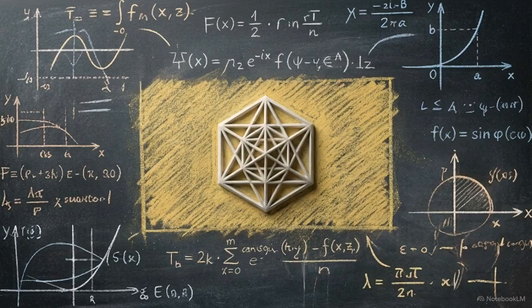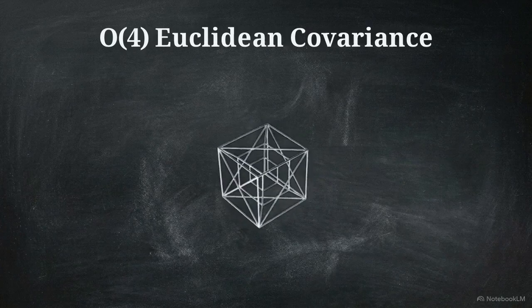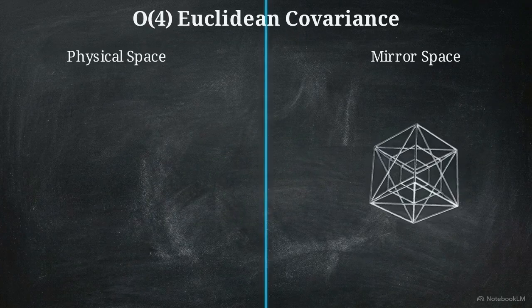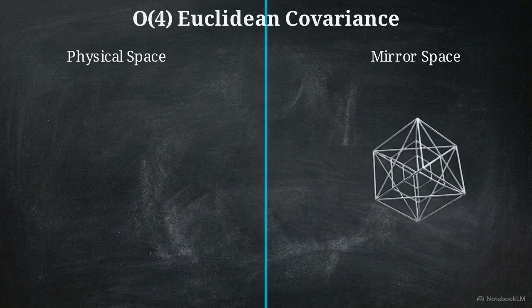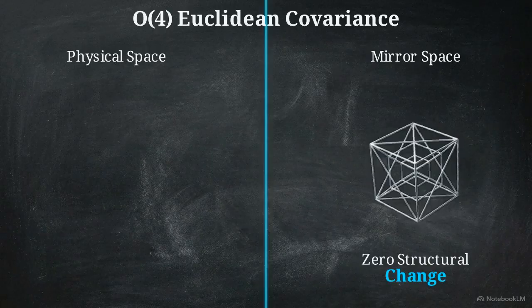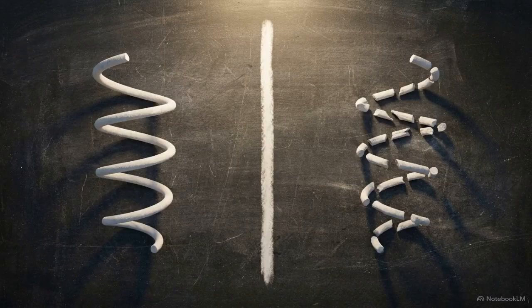The mathematical axioms that govern these fields, specifically the Osterwalder-Schrader axioms, demand a property called O4 Euclidean covariance. Physically, O4 covariance means a system must remain perfectly invariant under both spatial rotations and spatial reflections, meaning you can turn it inside out like a mirror flip with zero structural change. Experimental data contradicts this assumption. The weak nuclear force explicitly violates parity, meaning the physical universe is chiral. It behaves differently in a mirror.